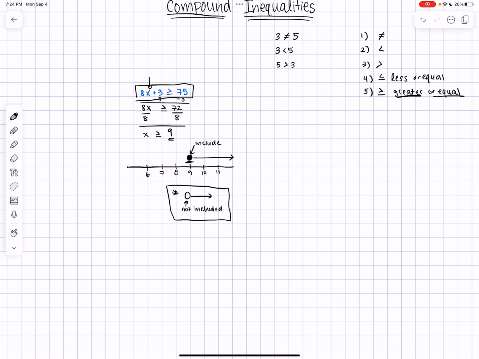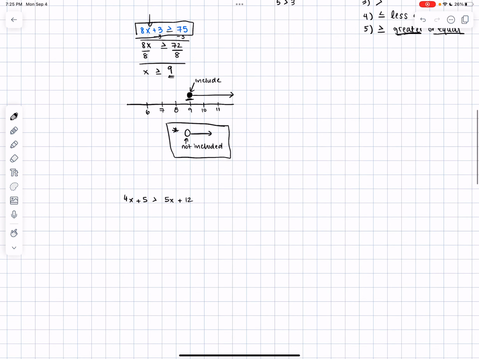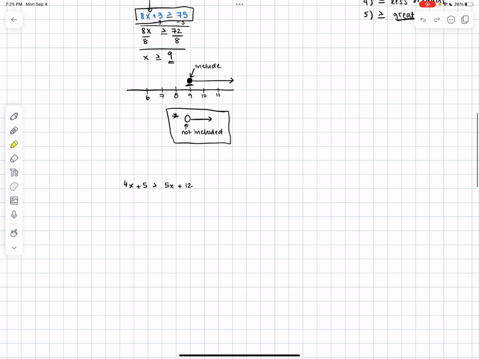So let's say we had the question over here: 4x plus 5 is greater than 5x plus 12. So in this case, what we're saying is that this expression is greater than this expression. So what x values fulfill this statement?